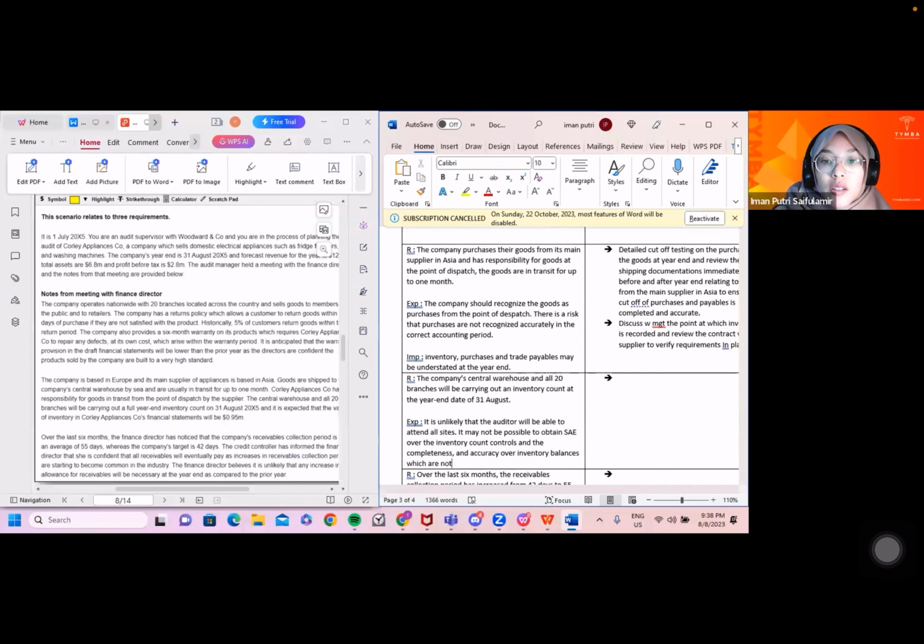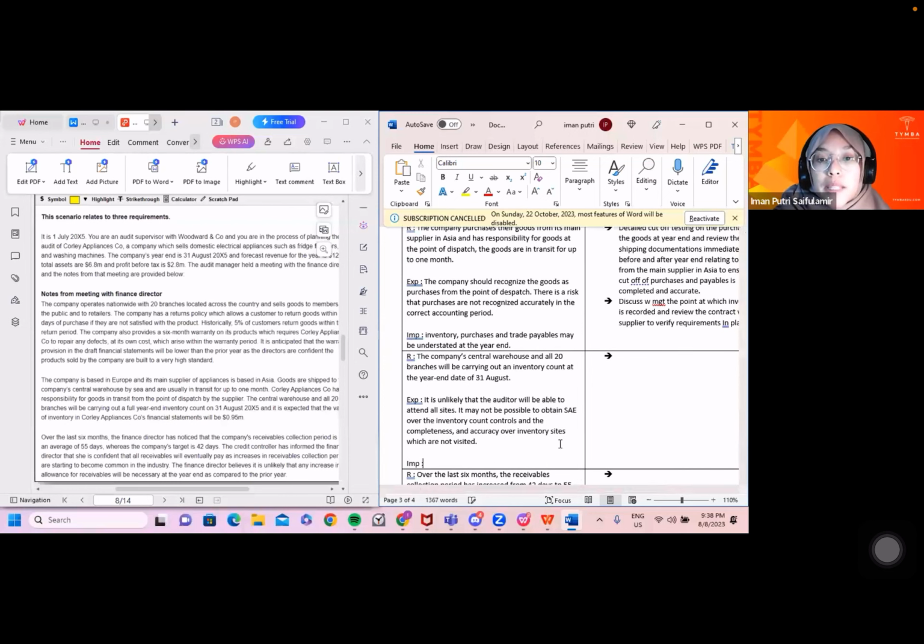To obtain SAE over the inventory count controls and the completeness and accuracy over inventory balances, which are over inventory sites which are not visited. So what is the implication here, guys? What is the risk here? What can we say about this? Detection risk. Yes, there is an increased detection risk over the inventory balances. Or you can also say there is a chance that the inventory may be misstated.